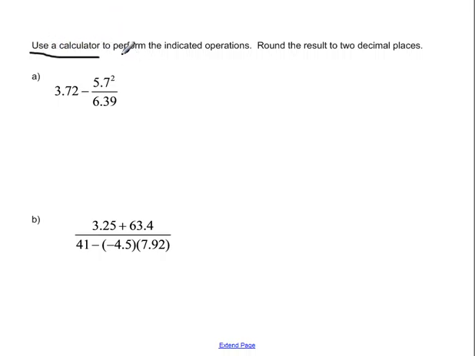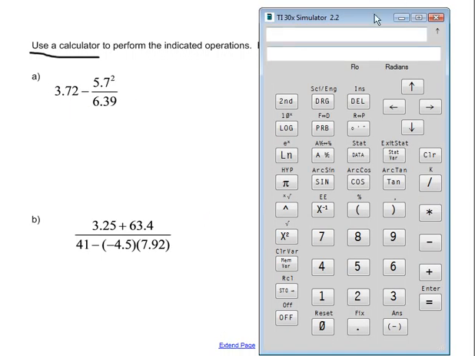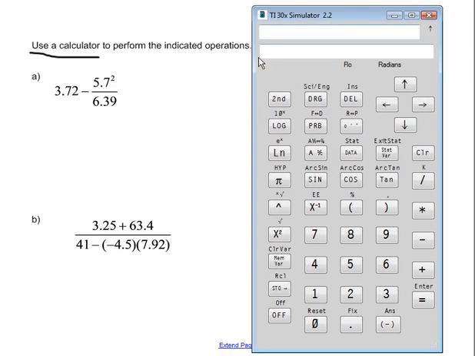Now we have to be really careful when we're doing some of these kinds of problems on our calculator. We'll point out some of the things we have to be attentive to. Now this first problem isn't too bad. Let's go ahead and pull up our calculator. And so we can see that we're going to have 3.72, and from that we're going to subtract a quotient. And we're going to subtract the 5.7 squared divided by 6.39.